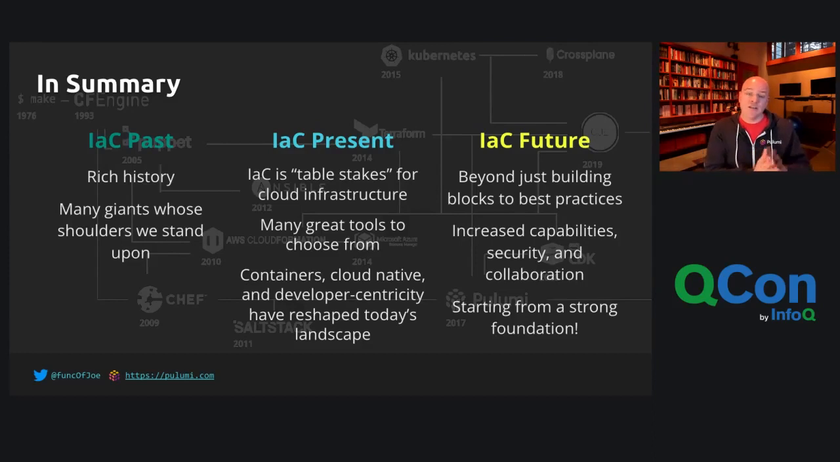So in summary, we've seen where we come from, rich history, many giants whose shoulders we stand upon, starting from Make, CFEngine, and Puppet, Chef, and so on, to today, present day, where infrastructure as code really is table stakes for any cloud infrastructure, whether it's on-prem, hybrid, public cloud, or anywhere in between. We've got many great tools to choose from, a lot of great innovations thanks to containers, cloud native, and being more developer-centric. And then where we go from here, really moving beyond just building blocks to best practices, distributed application architectures, and having things like security built in from the outset.